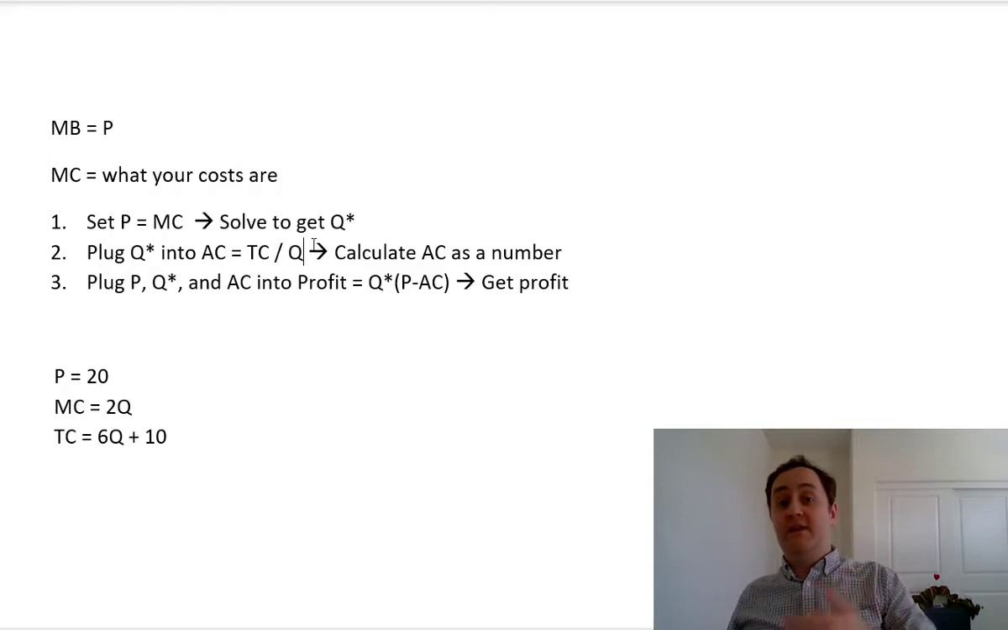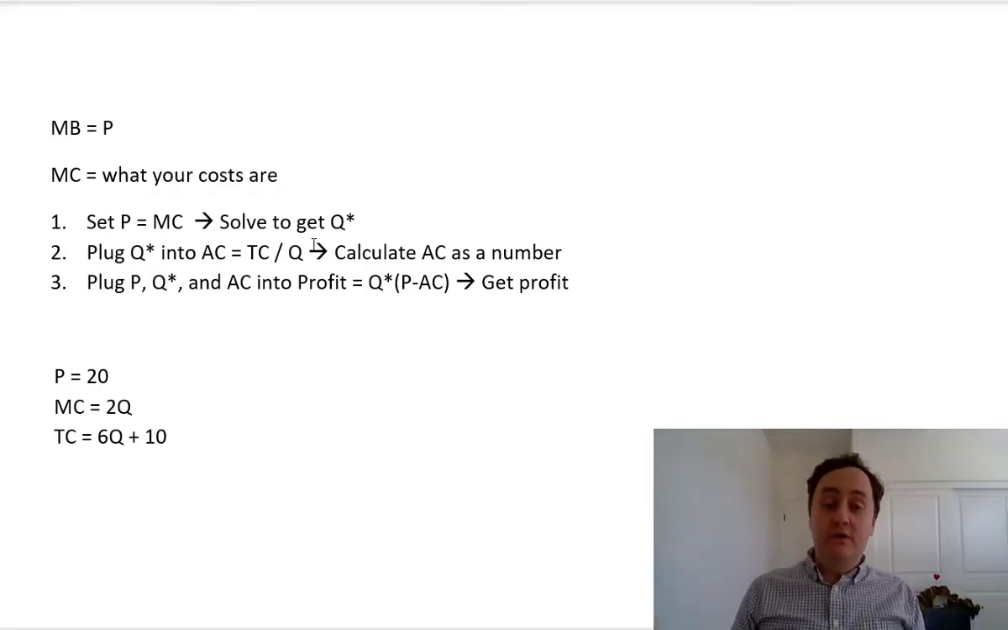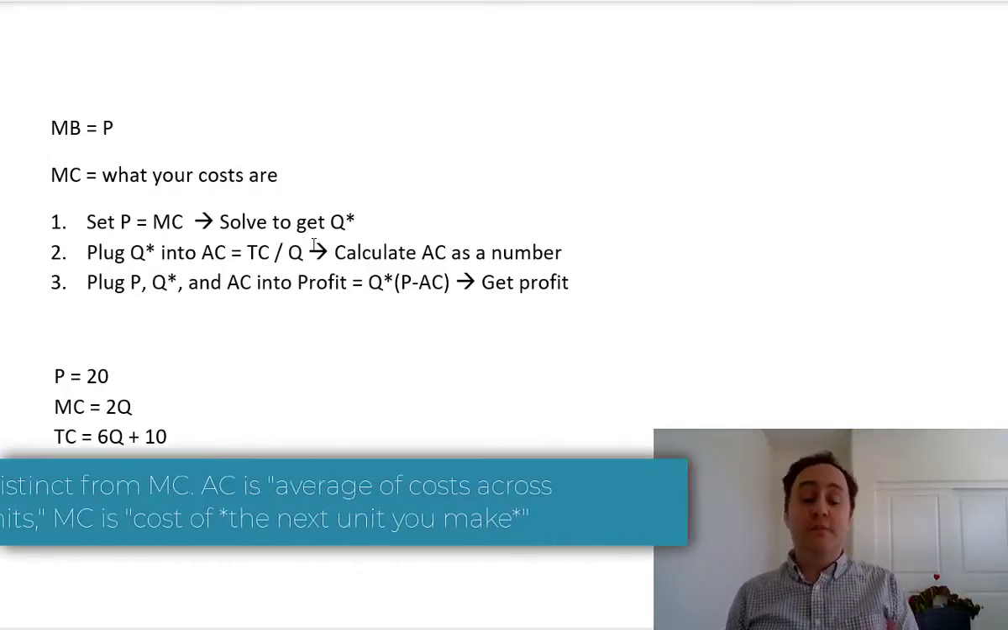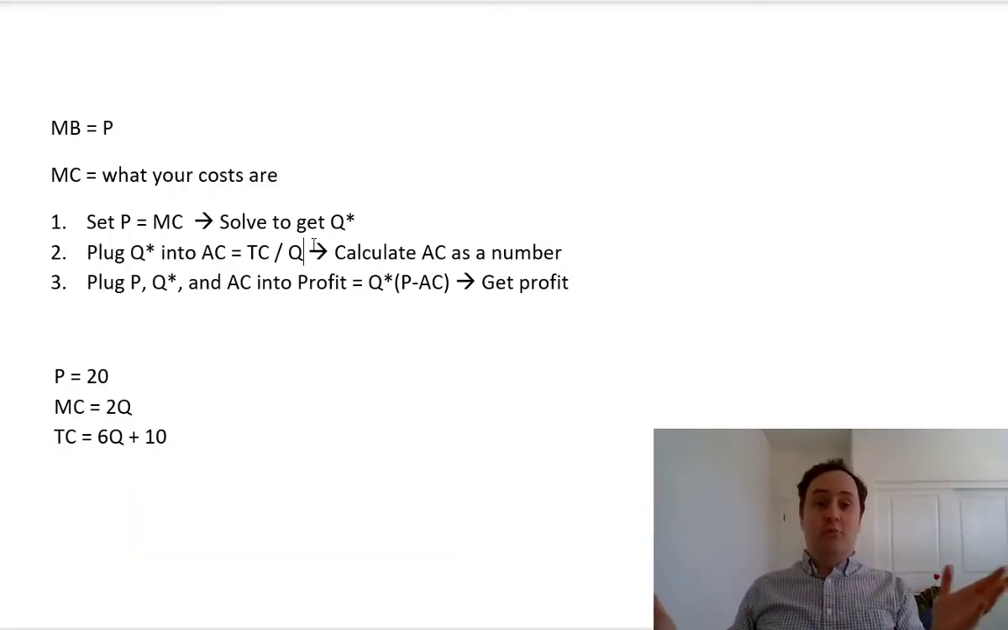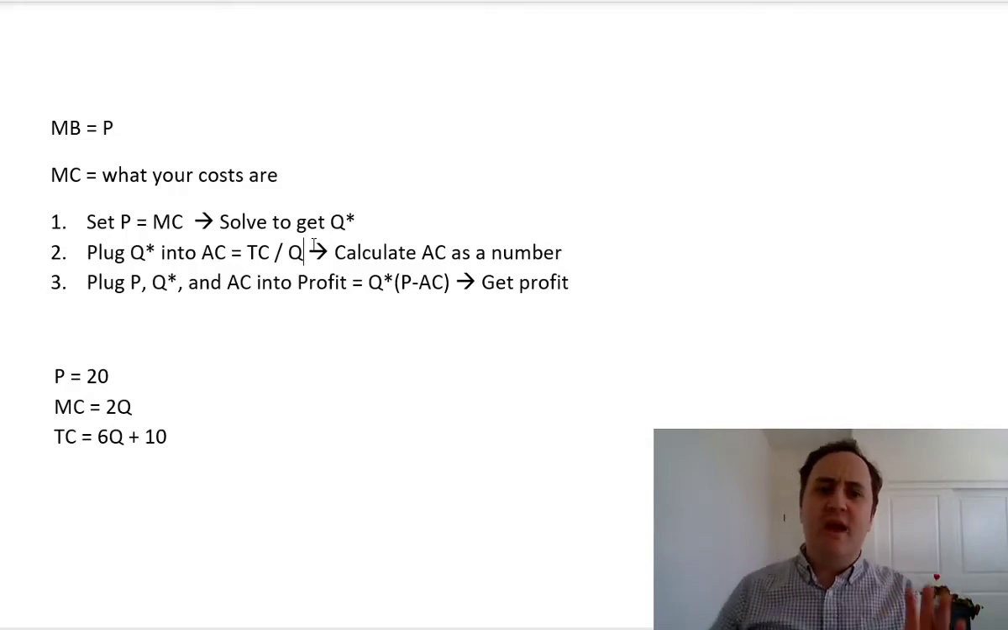Total cost divided by Q. We're averaging over the Q units that we have. So we plug that in, get average cost as a number, plug all 3 of those into our profit function, and that gives us our profit. Before we run through this algebraically, let's run through it graphically. Let's see what this looks like.